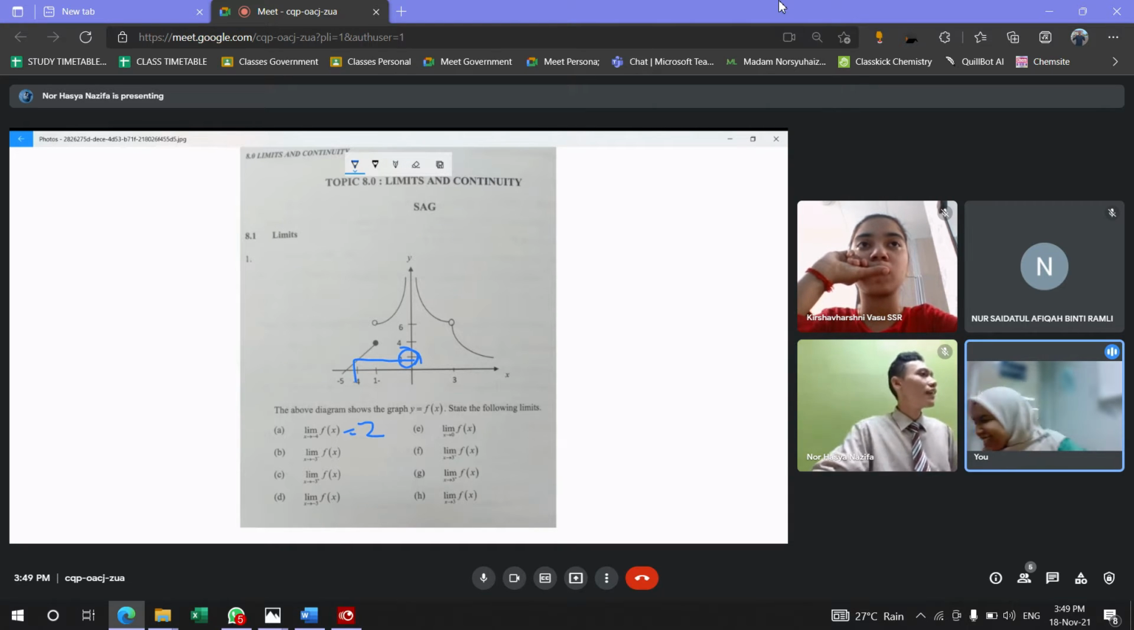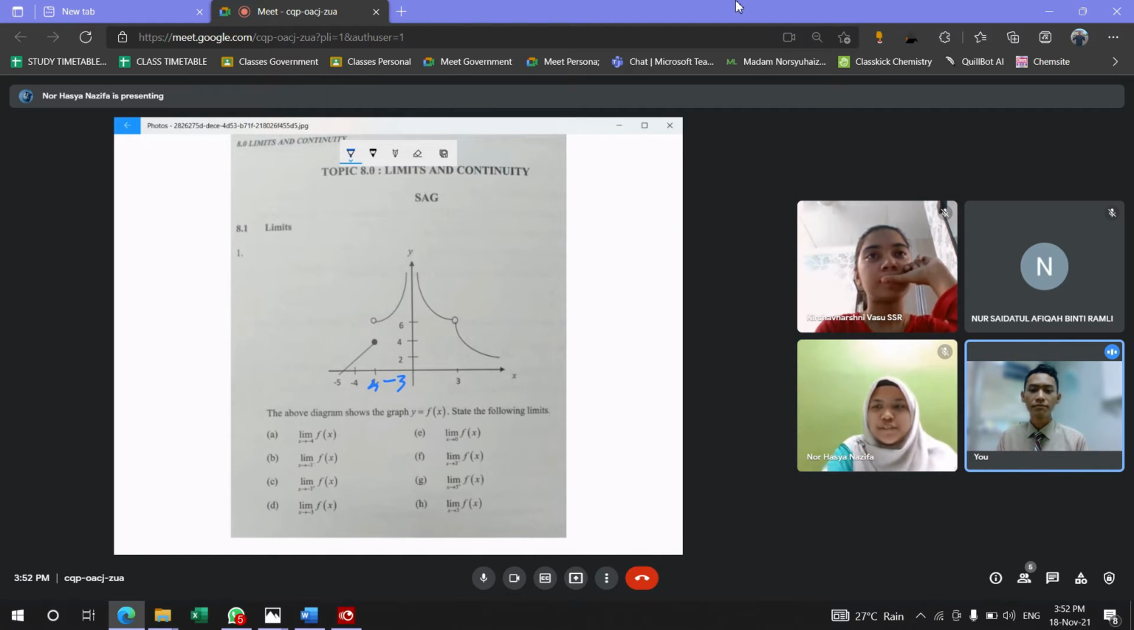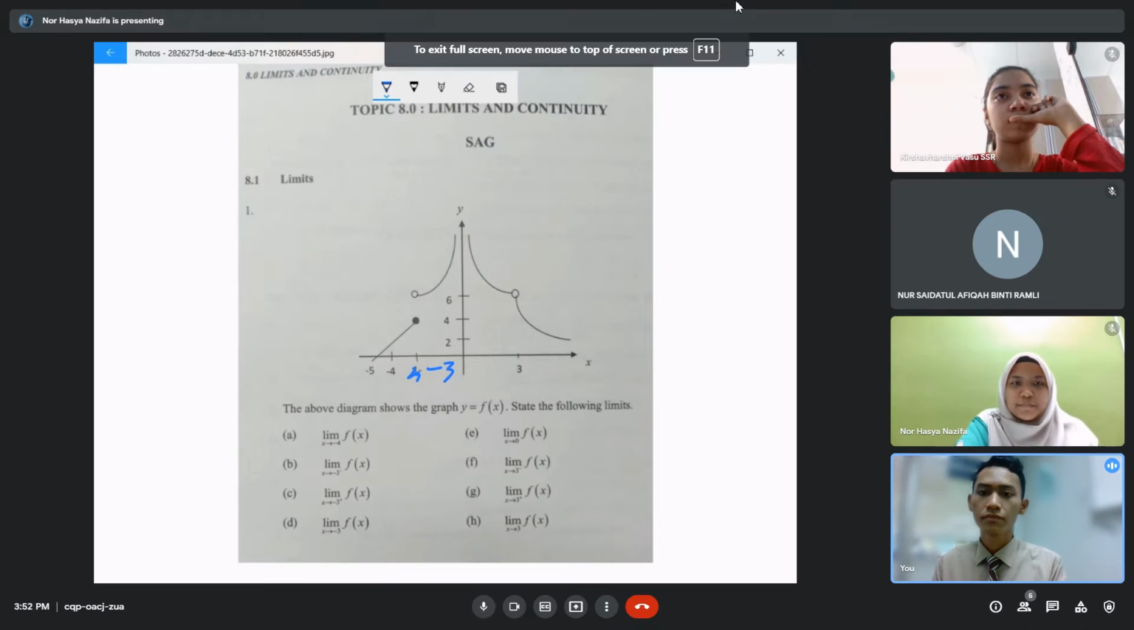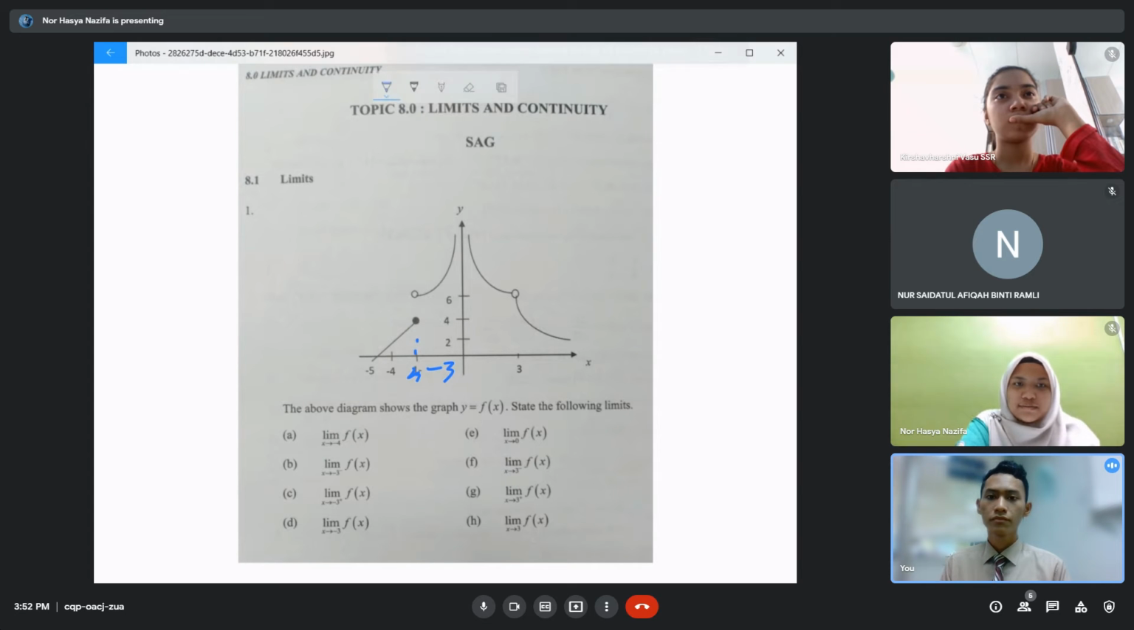Next is Hasha. For question B, the question asks for the limit approaching -3 from the left. Based on the graph, at -3 from the left, we can see that it is approaching 4. So we can say that the answer for question B is 4.